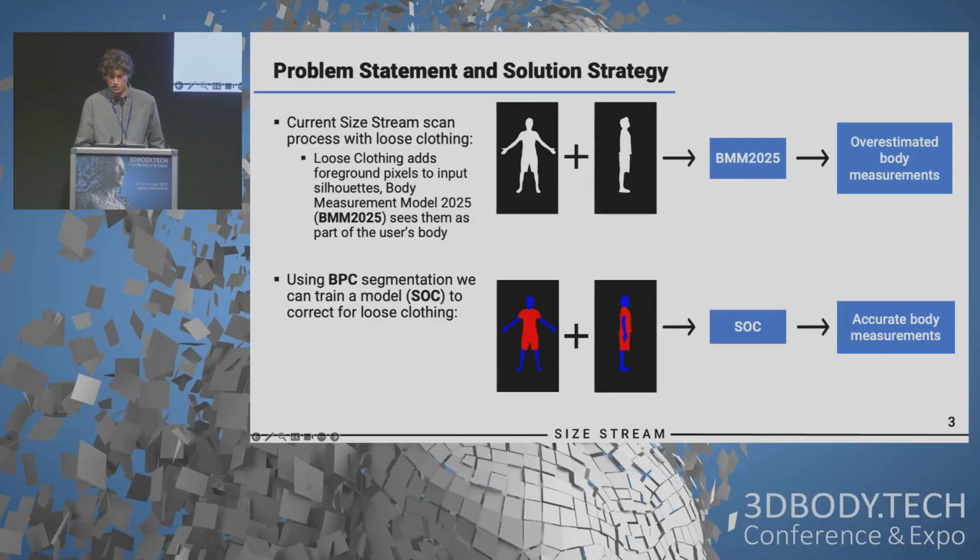The bottom row shows the solution presented here. Using BPC segmentation, we can supply the SOC model a foreground silhouette separated into two components, blue for body and red for clothes. If the model is trained correctly, it should yield more accurate body measurements than our current solution for scans when the subject is wearing loose clothing.